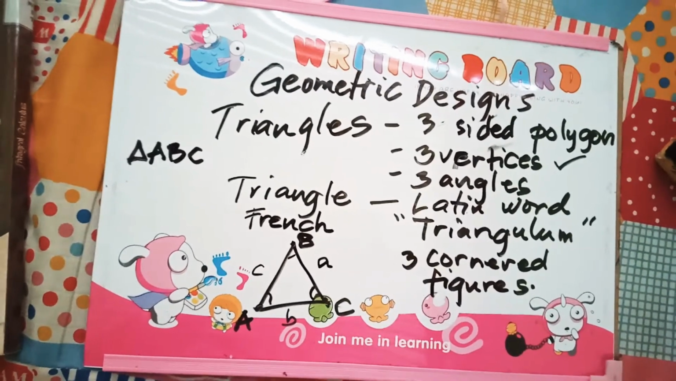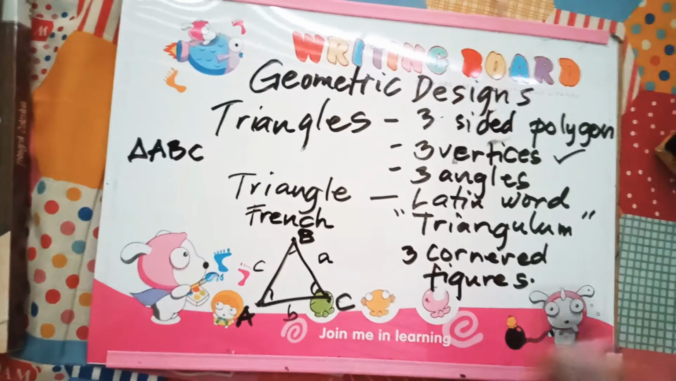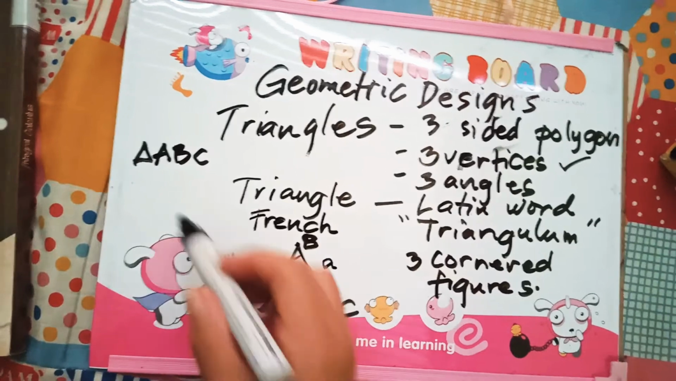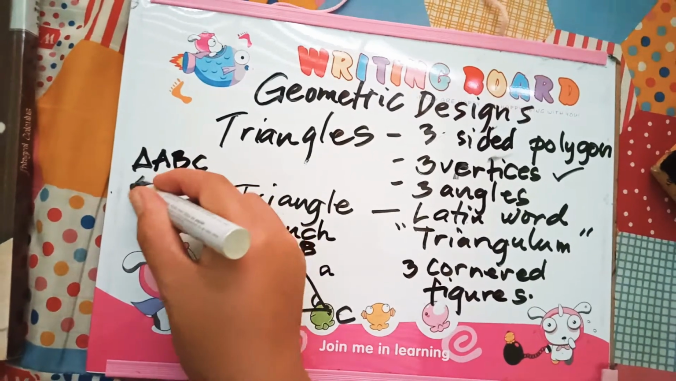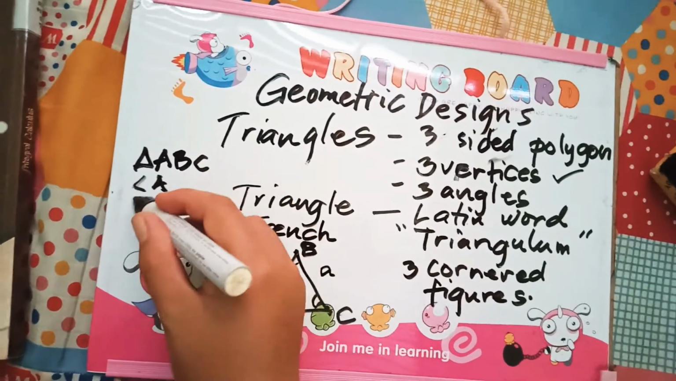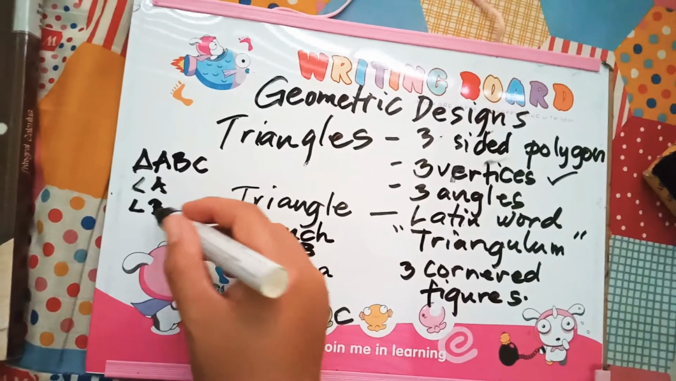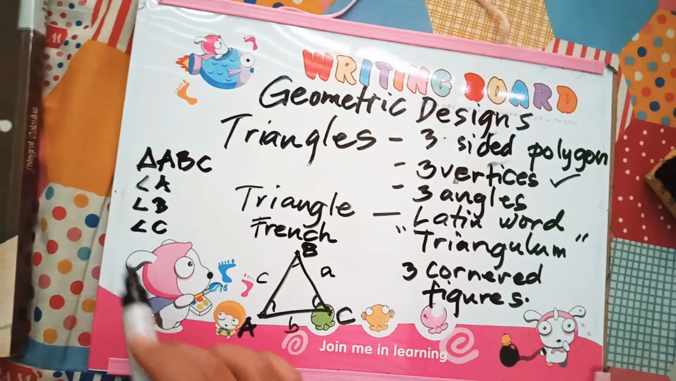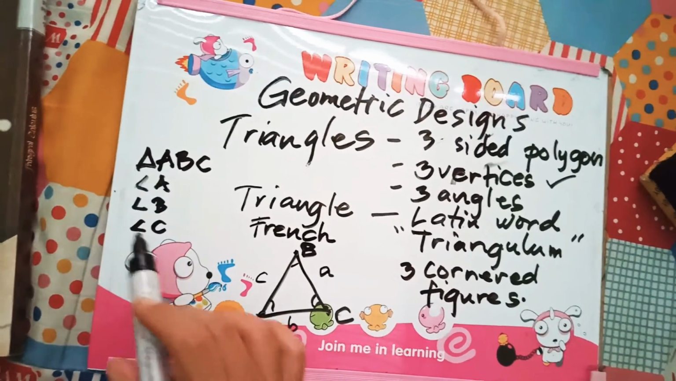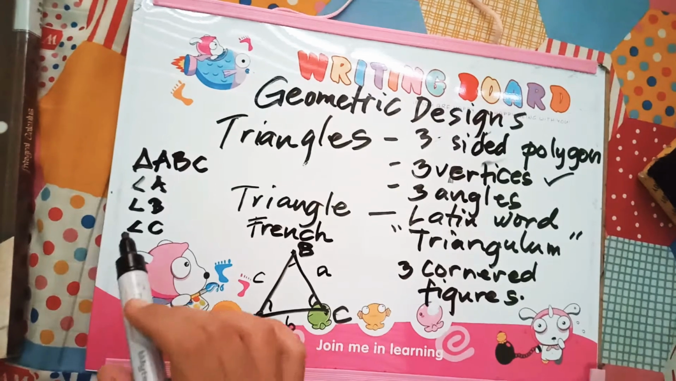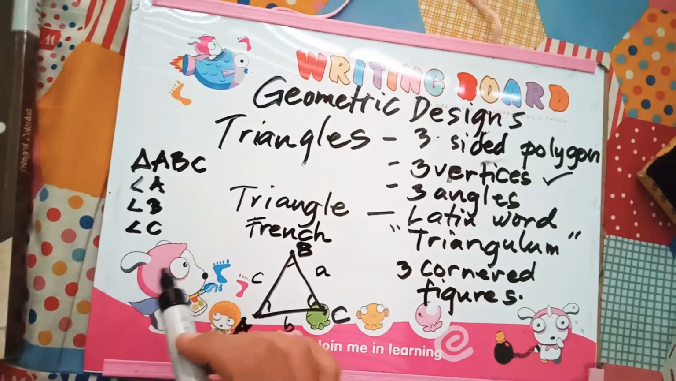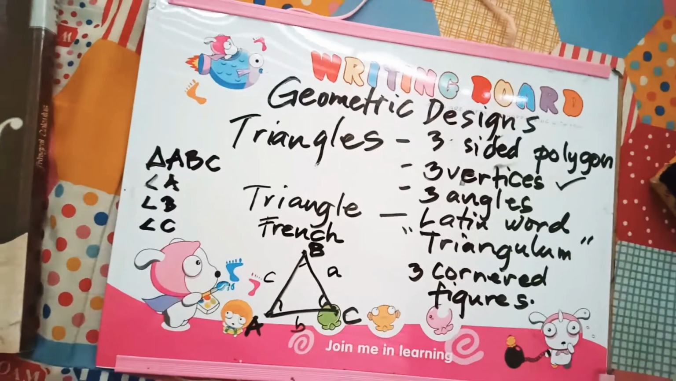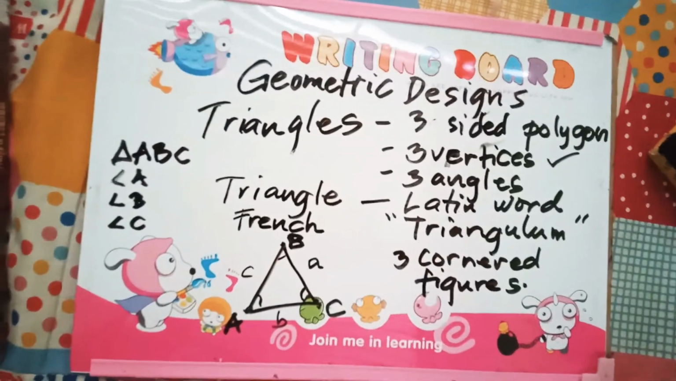We can also name an angle using the vertices. We can say angle A, angle B, angle C. The symbol for angle is like the less than sign, and that is used to name an angle.